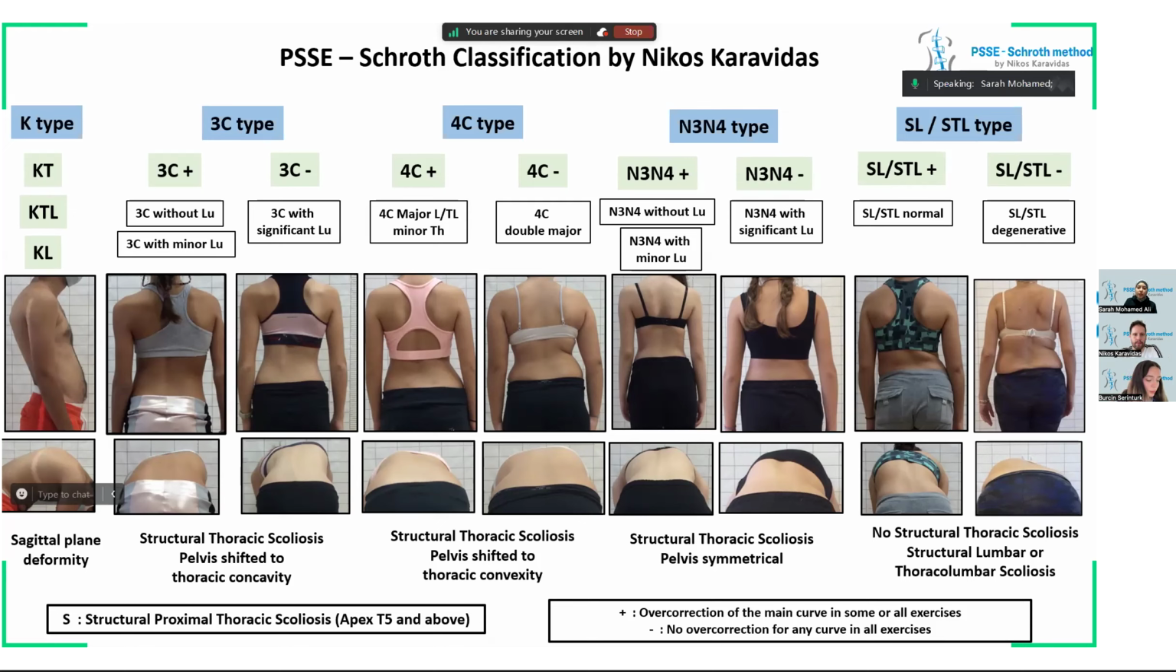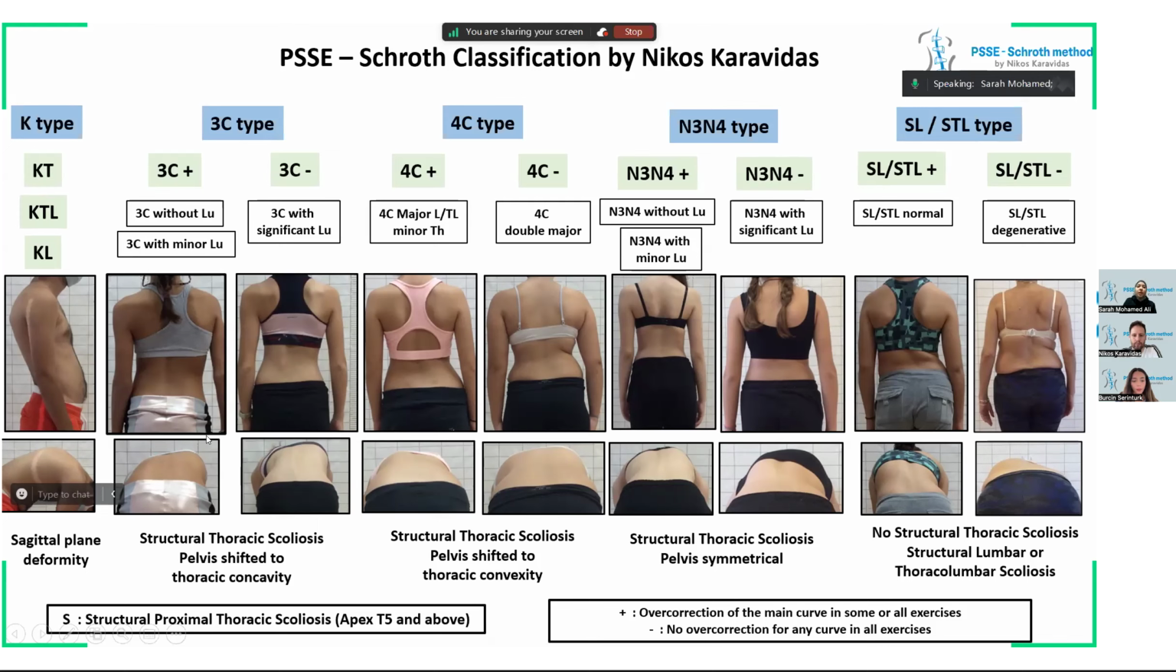So if we follow the 3 questions that we introduced, first: is there a structural thoracic scoliosis? If yes, how can I see this structural thoracic scoliosis? I will ask the patient to bend forward to check if there is a hump or not. For example, in this picture, we have a right thoracic scoliosis with a right hump.